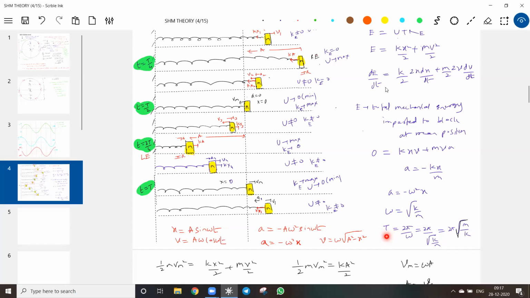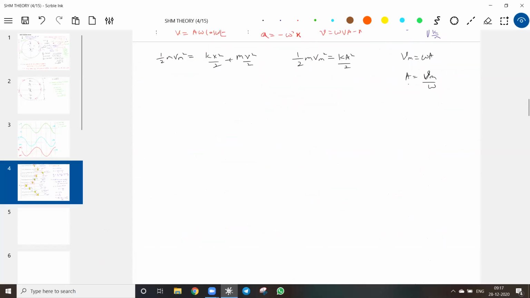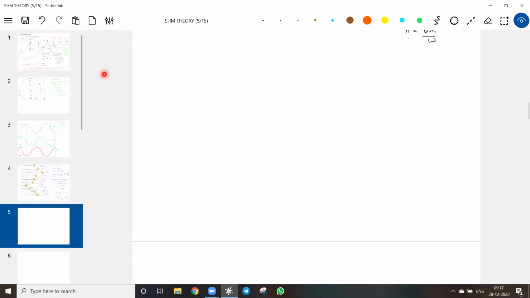Will you agree with this one? I can also give justification like this. So all of you got what we mean by time period? Time taken to complete one to and fro motion is called the time period.